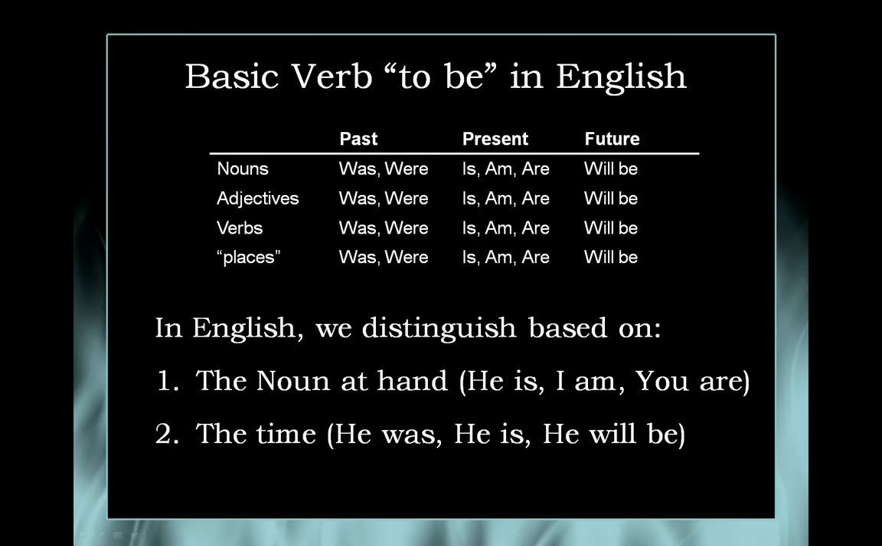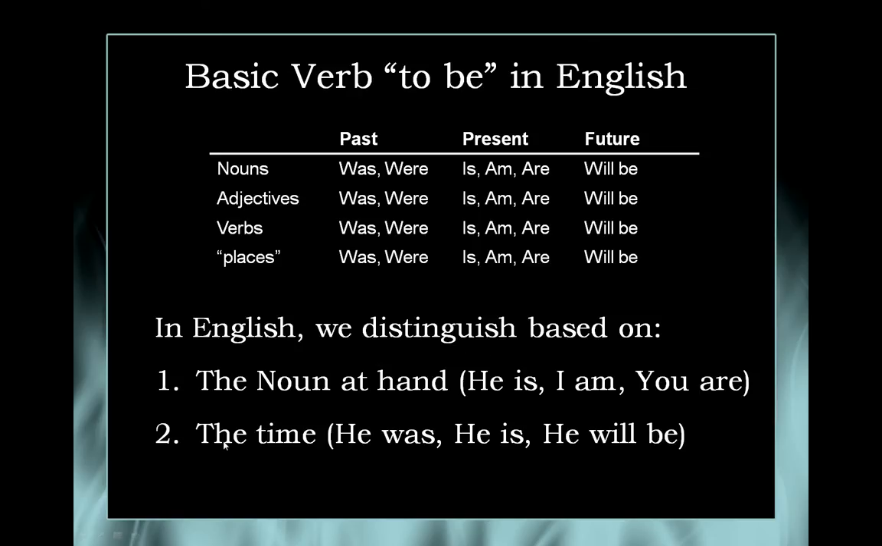In English, these are the basic verbs that mean to be, verbs that are after a subject in a sentence. You have was, were, is, am, are, and will be. And in English, we use two characteristics, two factors to distinguish these verbs. The first one is the noun that we are using. So for example, he is, I am, you are. You'll notice, of course, you know this as an English speaker, that the basic to be verb changes based on what this noun is, he, I, you.